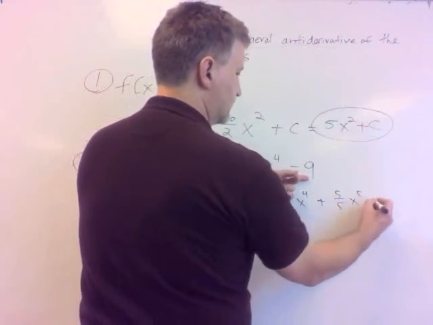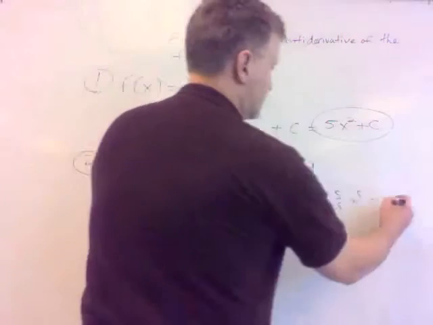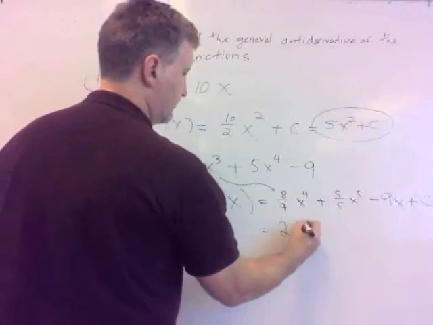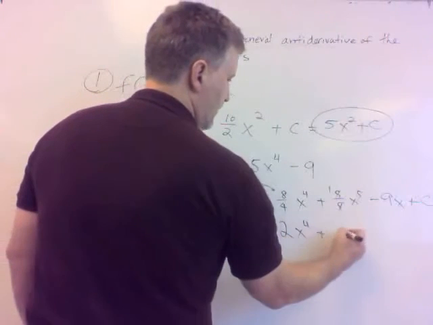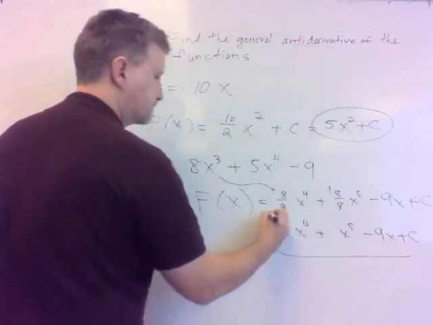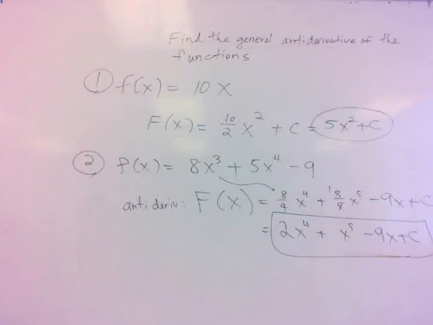What about this one? If it's just minus 9, what's the antiderivative? 9x. And then don't forget the plus c, so it winds up being 2x to the 4th. That would be 1x to the 5th, just x to the 5th minus 9x plus c. So that would be our general antiderivative of that particular function.